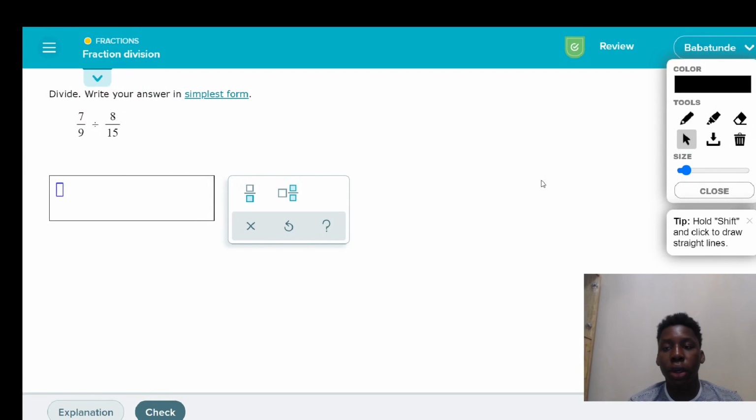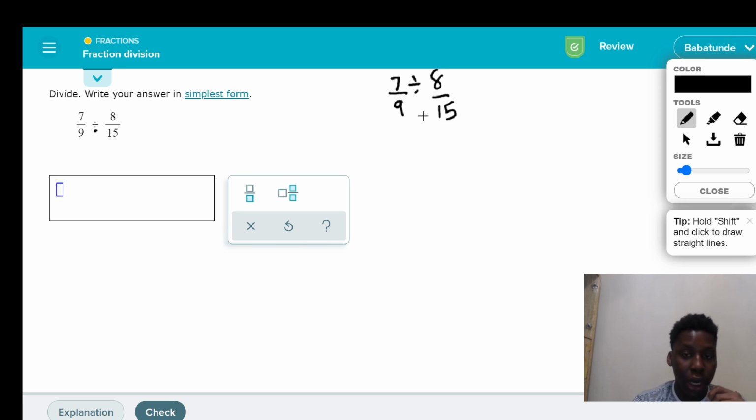My name is Babatunde Arolo, and today we're going to be talking about fraction and division. So what this means is we're going to be dividing fractions. The first step in this kind of question is to identify the operator I'm using. We already identified that as the division sign, so we're going to be working with division. So let's put in this question: 7/9 divided by 8 over 15.